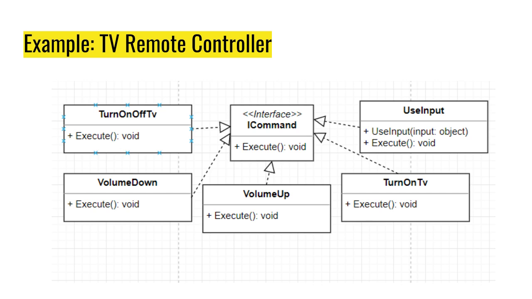And in this case, execute would be sending a signal for the TV with the command that we have. So turn off TV, volume down, volume up, turn on TV, use input. All of those are commands which are executed the same way. You press a button and it does something. So button would be really easily linked to a command. It would be super easy to link a command to a button.